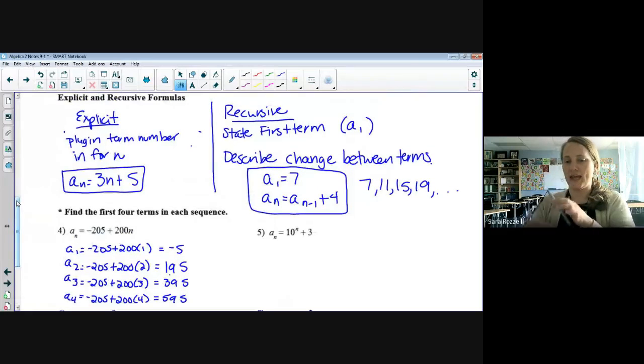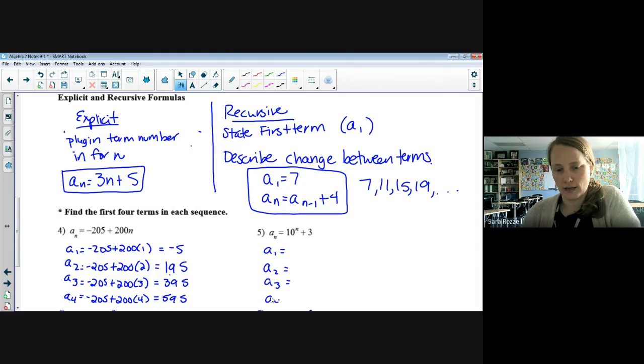Okay, go ahead and let's try number 5. I'm going to have you guys work this out. So if you don't have a calculator, you might need to use your phone calculator, or you can use Desmos if you want to. So we want to find the first 4 terms of our sequence. A sub 1, A sub 2, A sub 3, A sub 4.